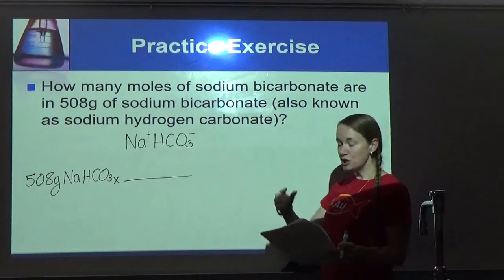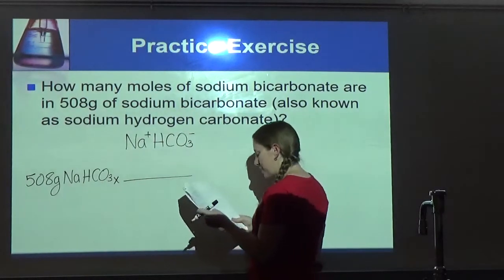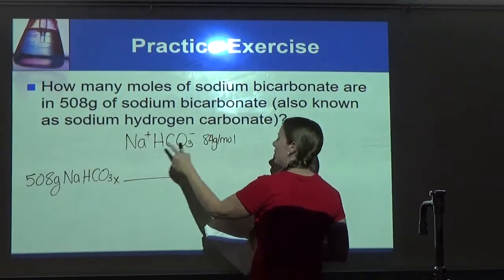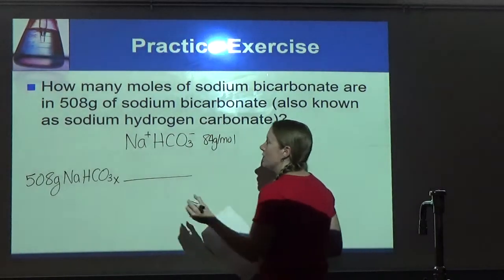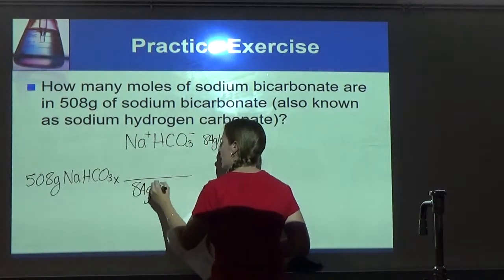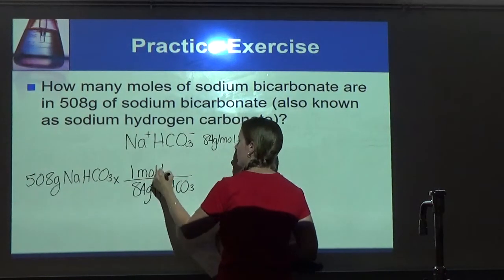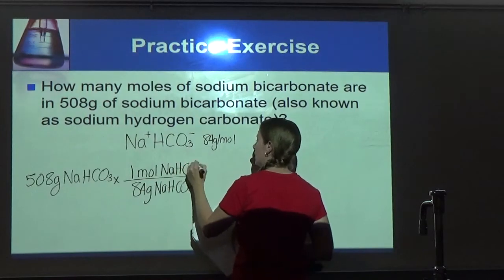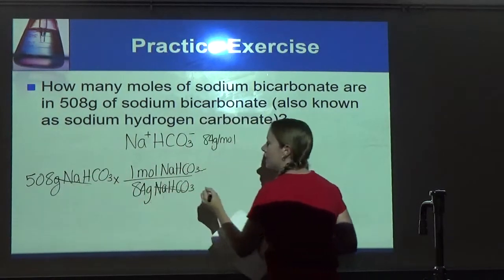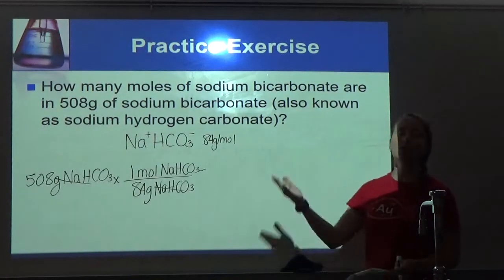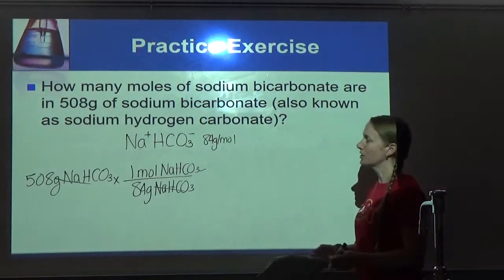Again, I'm not going to show you how I've added it up. Hopefully you got that by now. But I get about 84 grams per mole when I add up NaHCO3. So I put my 84 grams on bottom and my 1 mole on top, so my grams cancel. Remember, you're just following the golden rule every single time. You're going to see me do the golden rule 8 billion times during this chapter.